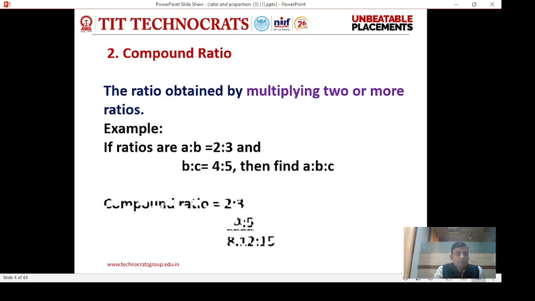Let me tell you. First of all, compound ratio: 2 ratio 3 and 4 ratio 5. Multiply 2 by 4, 4 by 3, and 3 by 5. Okay, guys, that is called reverse and style. Once more: 2 into 4, 8. 4 into 3, 12. 3 into 5, 15. I hope you understand. Okay, guys. Next.